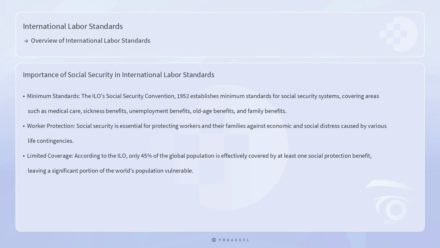Social security is another critical component of international labor standards. The ILO's Social Security Convention, 1952, establishes minimum standards for social security systems, covering areas such as medical care, sickness benefits, unemployment benefits, old age benefits, and family benefits. Social security is essential for protecting workers and their families against economic and social distress caused by various life contingencies. However, according to the ILO, only 45% of the global population is effectively covered by at least one social protection benefit, leaving a significant portion of the world's population vulnerable.